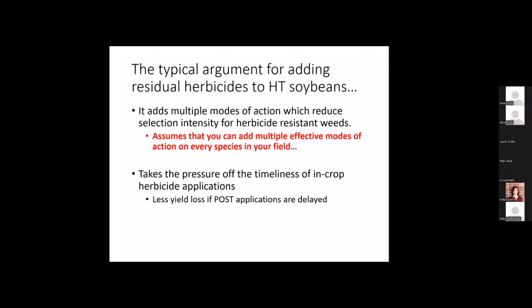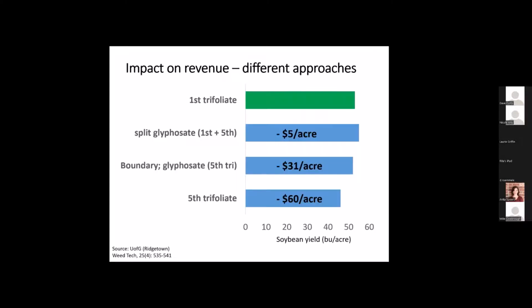So let's look at the historical impact on revenue from the inclusion of residual herbicides, because I think this clearly demonstrates why residual herbicides historically have not been adopted. What you're seeing here is soybean yield in bushels per acre and different approaches to weed control. In this set of studies at Ridgetown campus, looking at weed removal, a single glyphosate application at the first trifoliate stage maximized revenue. It provided great weed control, great yield, and at a very cost-effective price point.